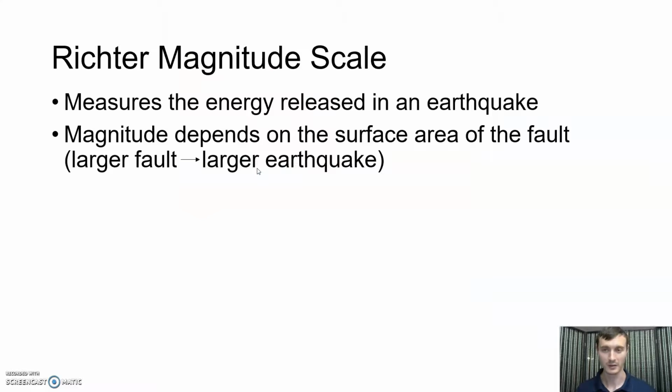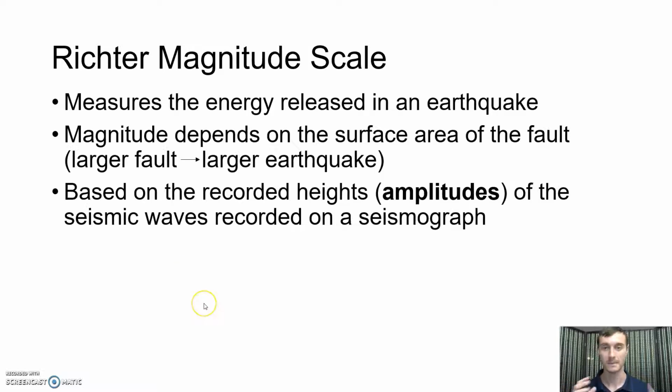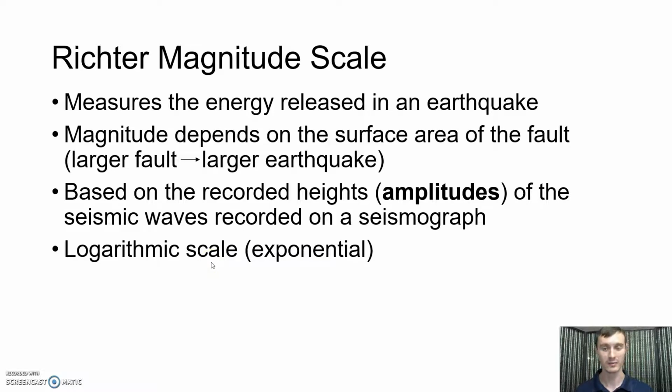The other scale that we'll use is called the Richter magnitude scale, and this is measuring the amount of energy that is released in an earthquake. So the magnitude of the earthquake depends on the surface area of the fault that caused the earthquake. Bigger fault means a bigger earthquake. And these seismographs are going to tell us what the amplitude is of the waves, how big the waves of the earthquake are, and based on the amplitudes and a couple of other pieces of information, you can put together the magnitude. Now, this one is an exponential scale, or a logarithmic scale.